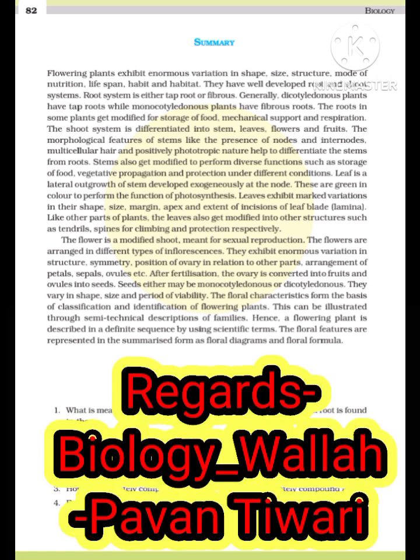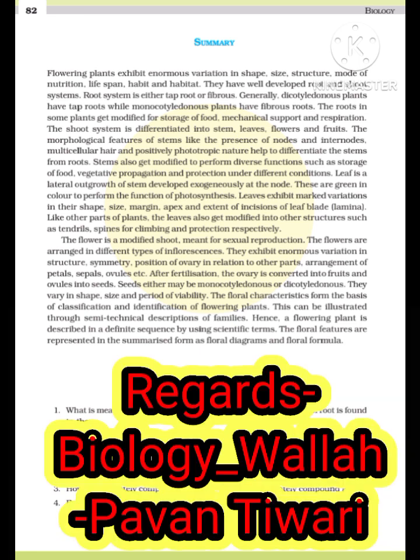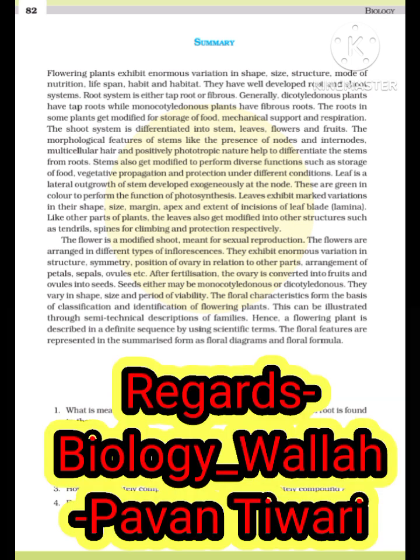After fertilization, the ovary is modified into fruits and ovules into seeds. Seeds either may be monocotyledonous or dicotyledonous. They vary in shape, size, and period of viability. The floral characteristics form the basis of classification and identification of flowering plants. This can be illustrated through semi-technical descriptions of families. Hence, a flowering plant is described in a definite sequence by using scientific terms. The floral features are represented in the summarized form as floral diagrams and floral formula.